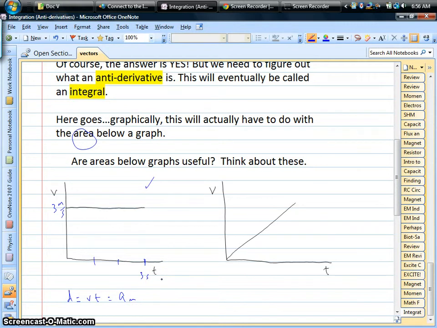But now, is there a connection between that math and this graph? And perhaps some of you see it right away. The area of this graph is an area of 3 meters per second times 3 seconds. It's base times height. Okay, which will give you 9 meters of area. Even the units work out on the graph.